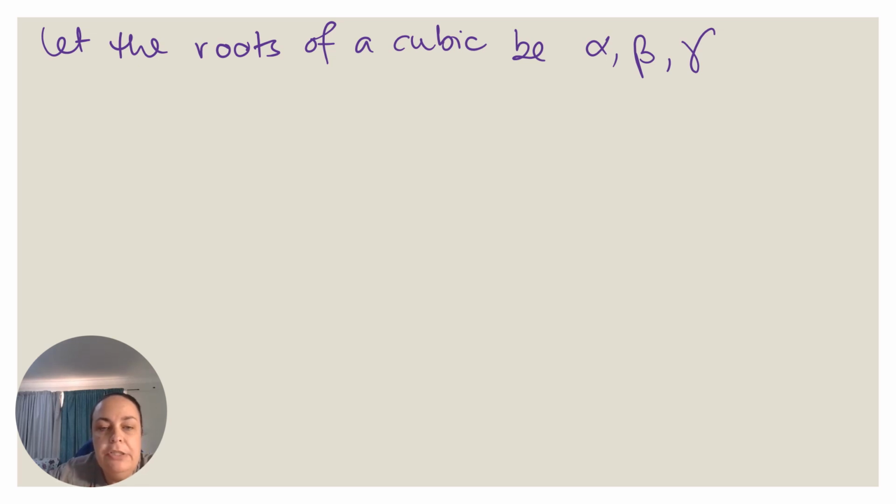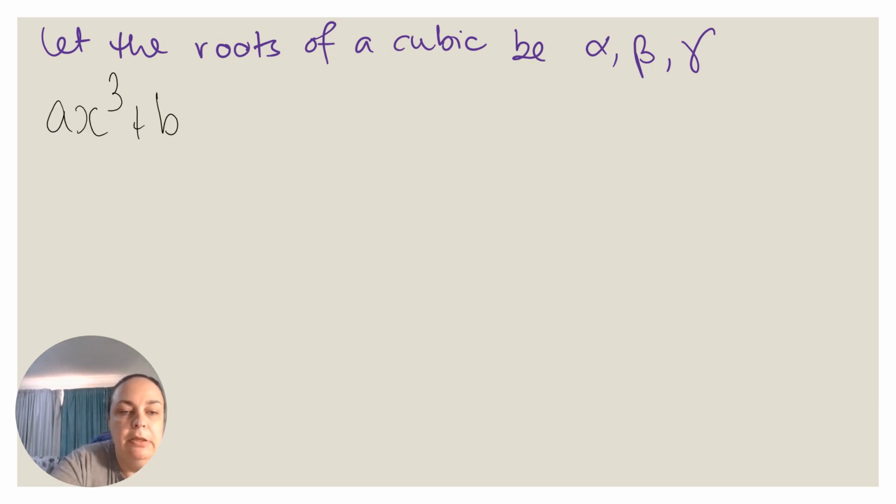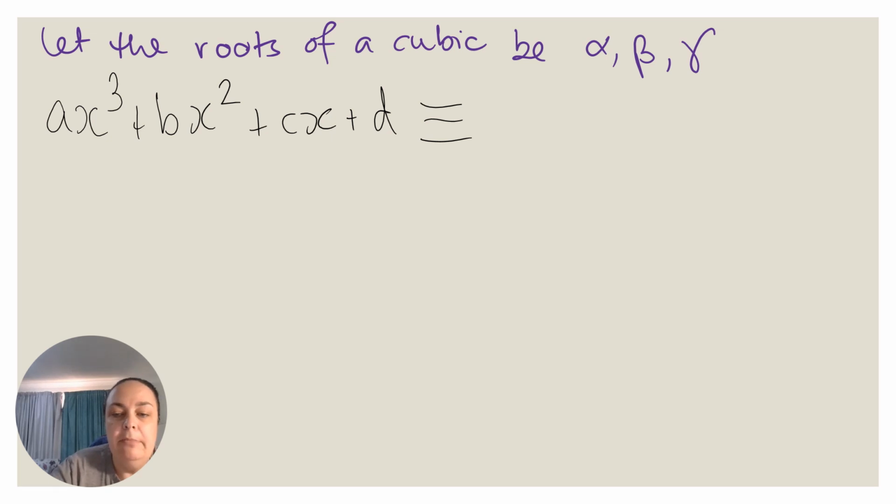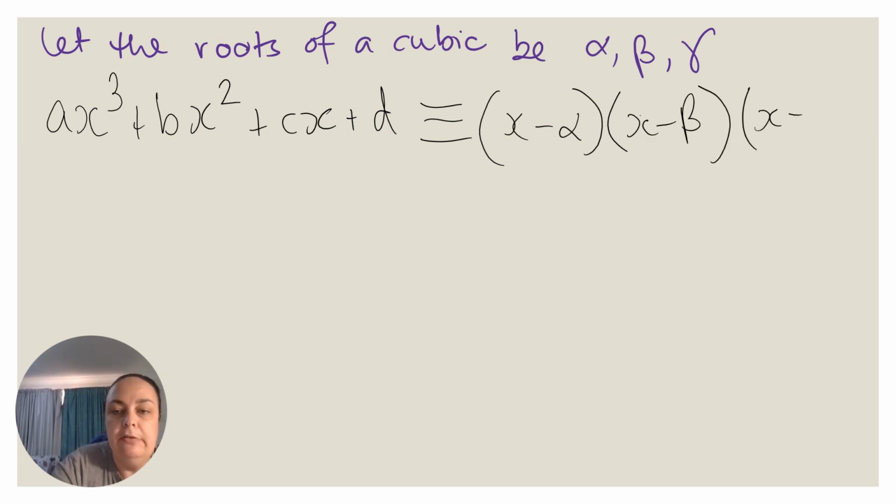Okay, so if the general roots of the cubic are alpha, beta, and gamma, then I can write the cubic in factored form and equate it to the general form of the cubic. The general form of a cubic is ax cubed plus bx squared plus cx plus d, and that's identically equal to the factored form: x minus alpha, x minus beta, x minus gamma.